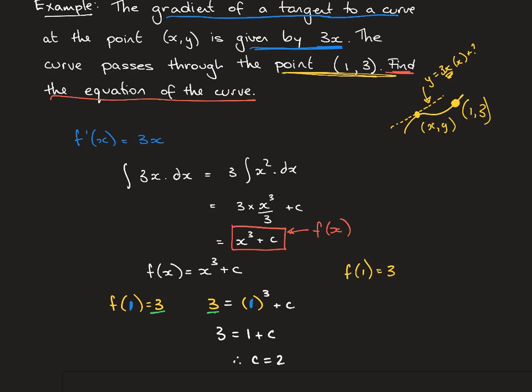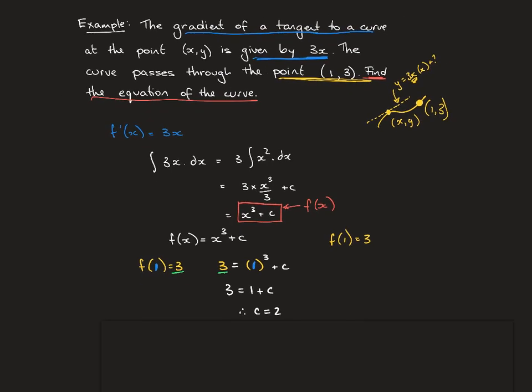And then finally what we need to do is substitute that back into our formula and write our final answer for the equation of the curve. And the equation of the curve is f of x is equal to x cubed plus 2.